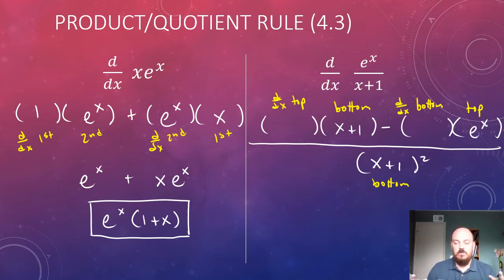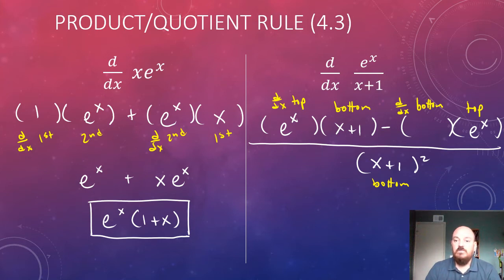So the only thing you have to do, just like on product rule, is fill in those last 2 bubbles by taking the derivative of the top and bottom separately and making sure you have everything in the right place. So the derivative of the top function is e to the x. Remember, the derivative of e to the x is e to the x. That's our easiest derivative to take.